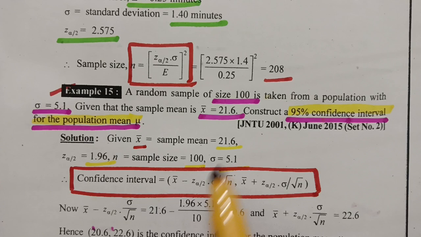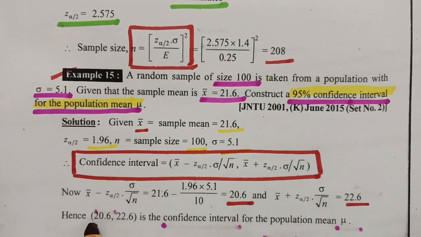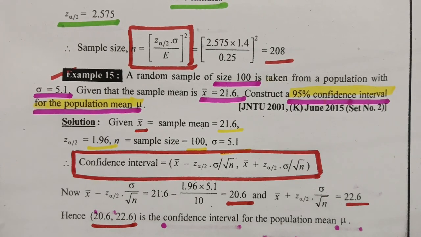This is root 100, which is equal to 10. So if you subtract, this is 20.6. If you make an addition, this is 22.6. So 20.6 comma 22.6 is the confidence interval for the population mean. Hope you guys understand all these.